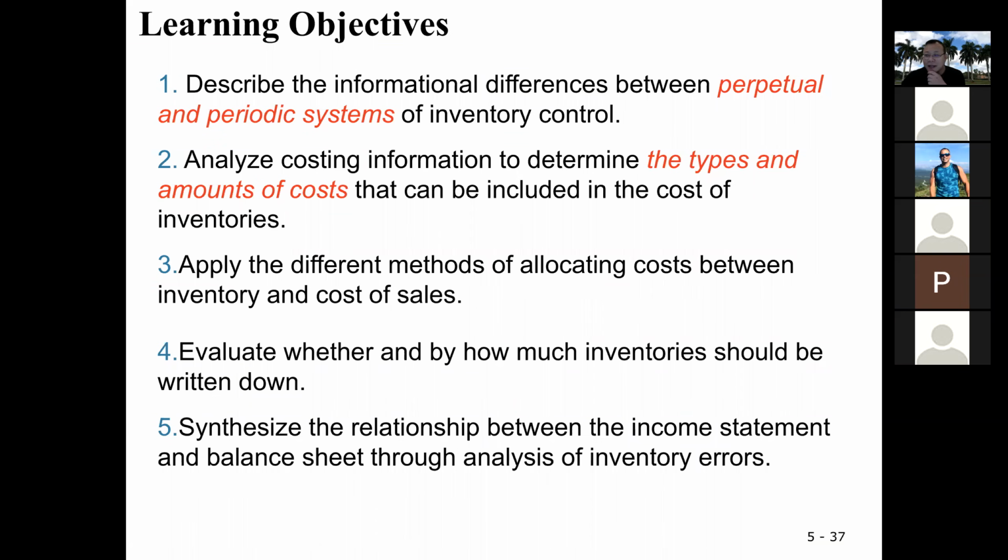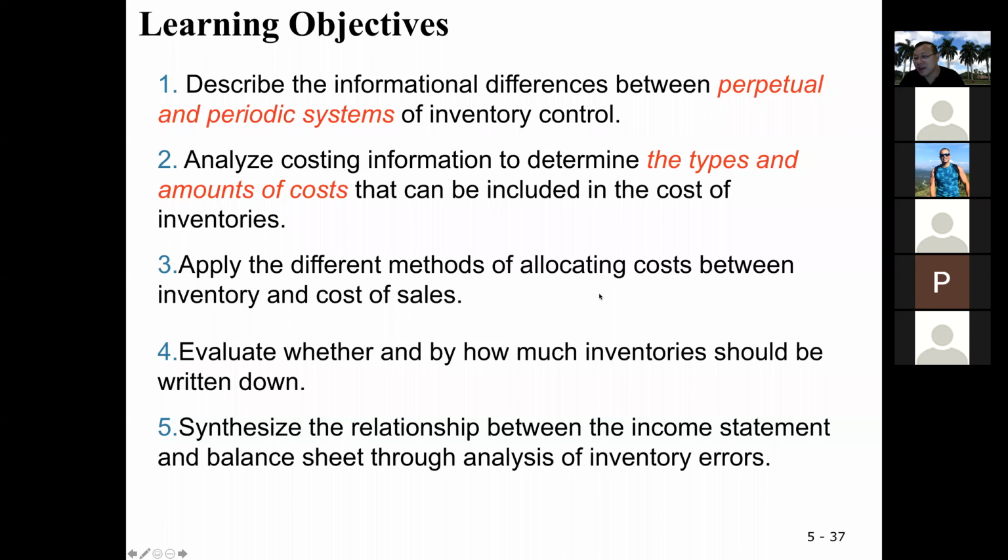Okay, so the learning objectives. You have learned about perpetual versus periodic systems, right? Those are the two types of systems for inventory control, so we're going to talk about the differences. We also want to know what should be included as part of the inventory. So what is the inventory cost? What types of cost, and what amount of cost, should be included in the inventory? And also, we want to know about the different methods of allocating cost between inventory and the cost of sales.